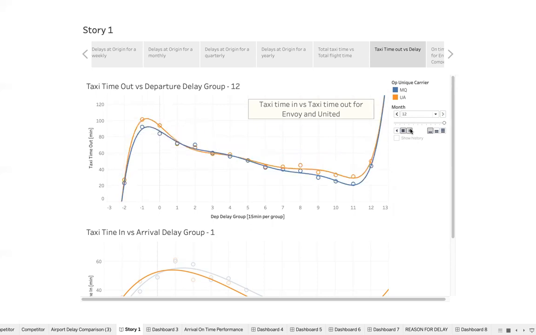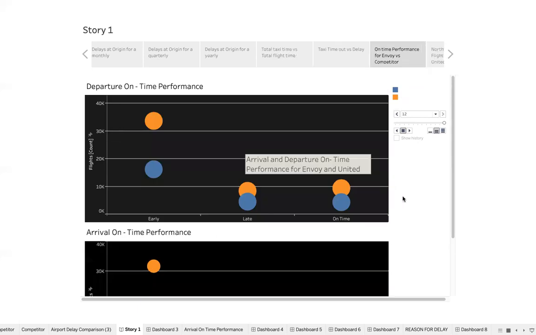So interestingly, when we take the total taxi time in and total taxi time out, we can see that Envoy Air has a slightly higher rate of delays when compared to United Airlines. And this is the on-time performance for both departure and arrival. And we have calculated for Envoy Air and United Airlines. So this is calculated for 12 months, and we can see how this has been increasing over each month.